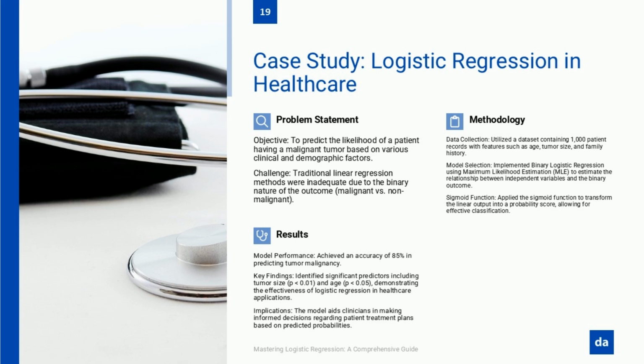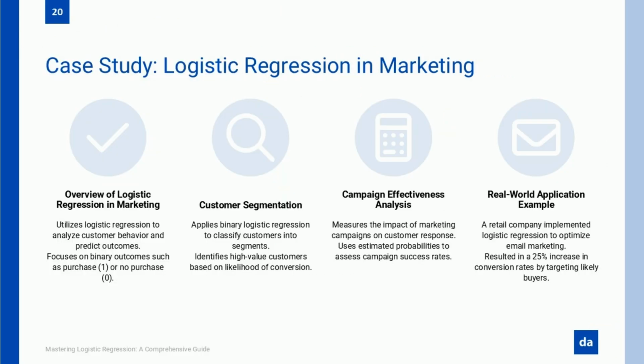But logistic regression isn't just for healthcare. What if we wanted to predict customer behavior in marketing, like whether someone will buy a product or not? Now we switch gears. We've seen how logistic regression can save lives in healthcare, but what about the business world? What if we want to use it to predict customer behavior and boost sales?